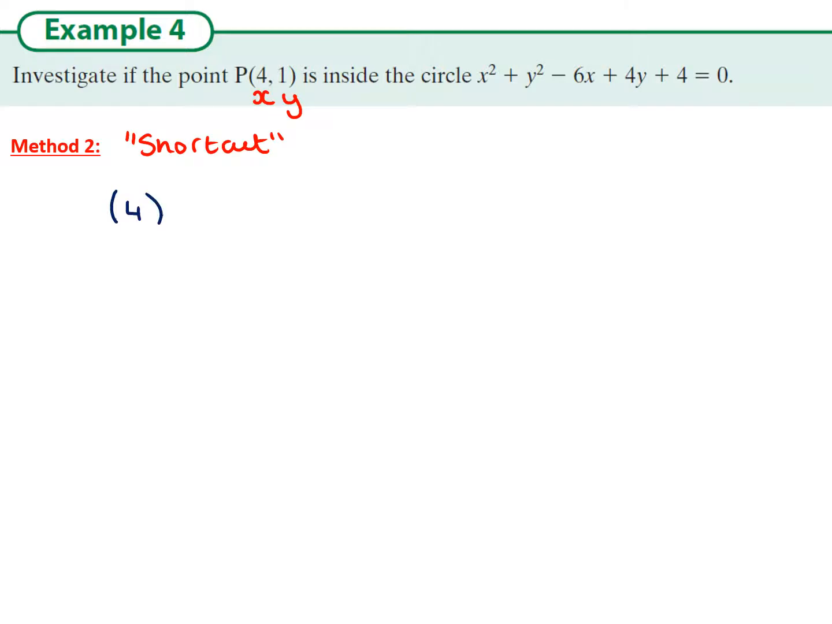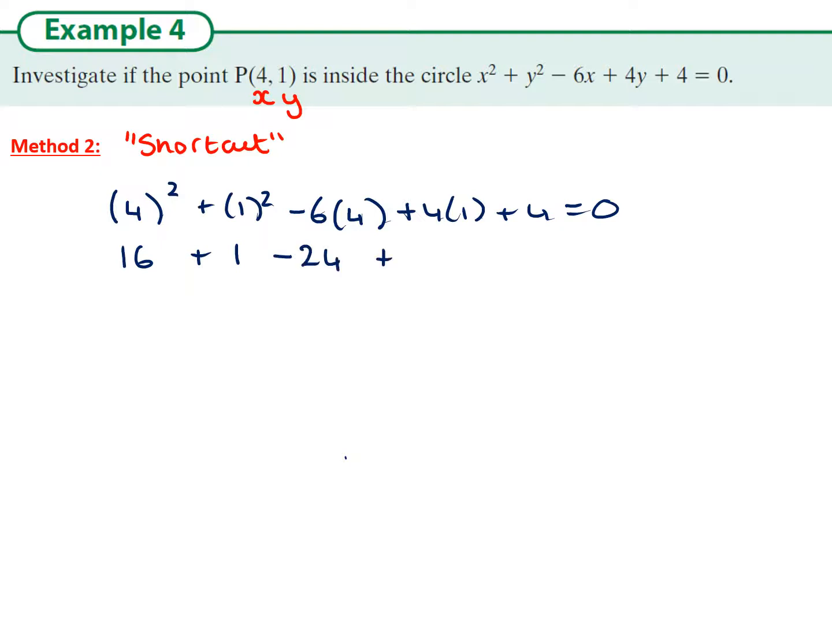So I get 4 squared plus 1 squared minus 6 times 4 plus 4 times 1 plus 4, and that should all equal 0. So I get 16 plus 1 minus 24 plus 4 plus 4 equals 0. And I end up with 1 equals 0. Now this is obviously false. But the fact that we discovered that this was false actually tells us a huge amount about that point P.